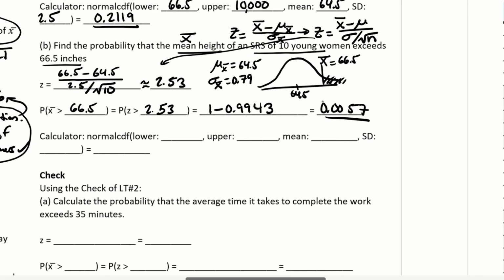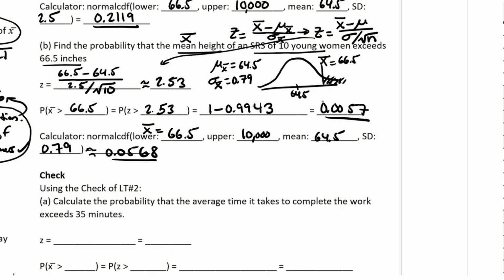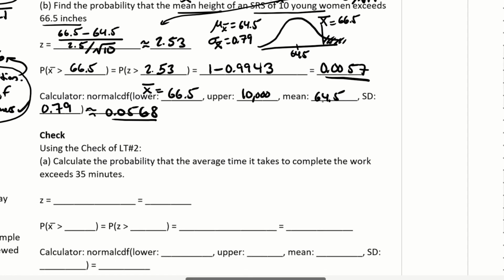So then the calculator functionality, normal CDF: the lower limit is again 66.5, and this is your x bar. Your upper limit is infinity, so let's say 10,000. The mean is 64.5. The standard deviation is 0.79. And if you do that, you get approximately 0.0568, which is very similar to that if we round it. Okay? All right, guys.